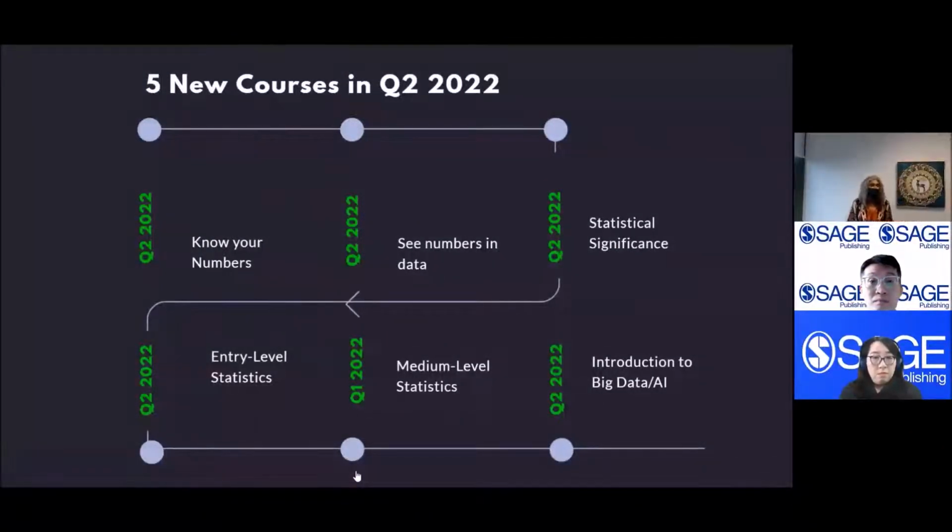And again, in the courses you saw, I had Know Your Numbers. What we found was this is slightly entry level, and people still struggle with Know Your Numbers. So we had an entry-level Know Your Numbers, and see your numbers in data, again addressing all levels of the research, from undergraduate to postgraduate to researcher.